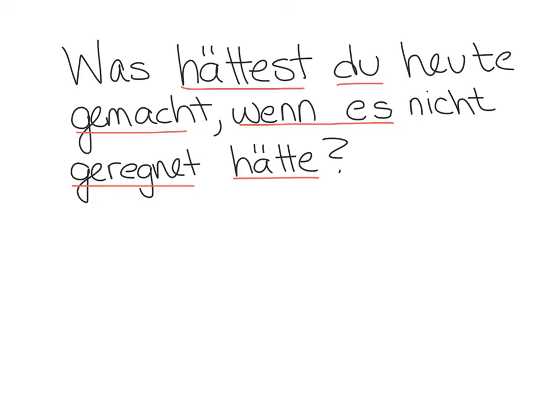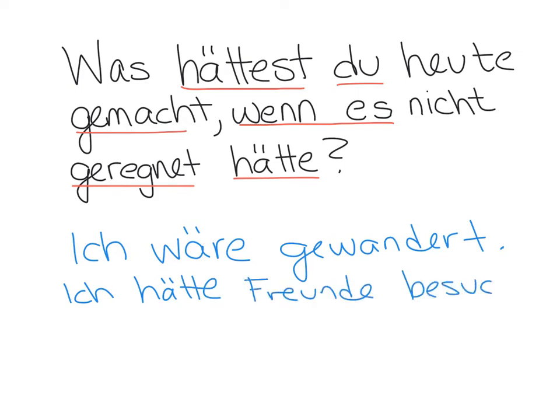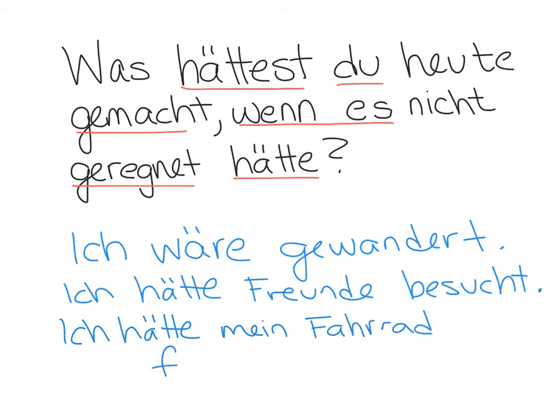So some example answers may be: Ich wäre gewandert. I would have hiked. Ich hätte Freunde besucht. I would have visited friends. Ich hätte mein Fahrrad fahren können. So I would have been able to ride my bike. See if any of the sentences you thought of are similarly structured to these. See if you're on the right track.